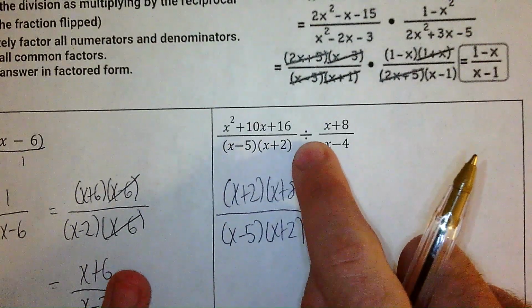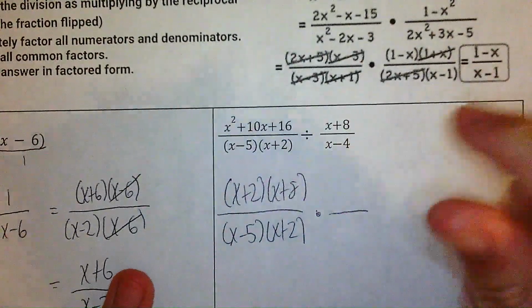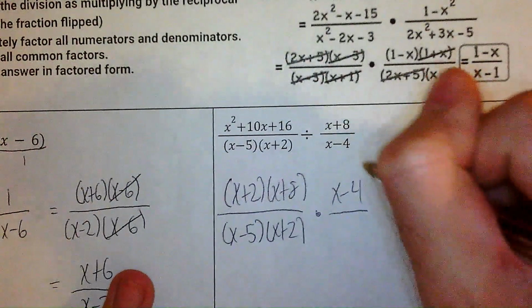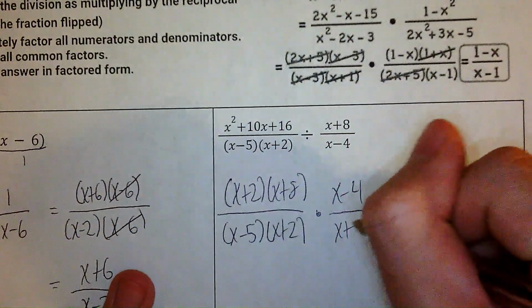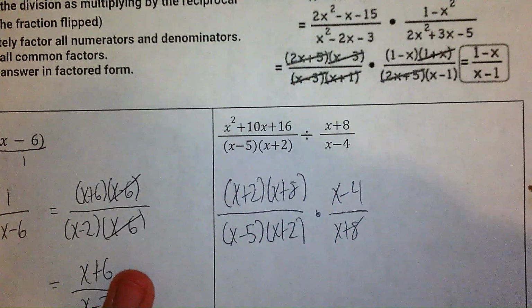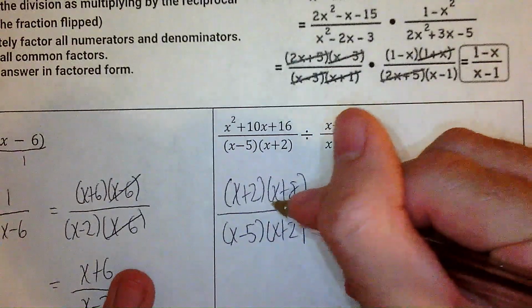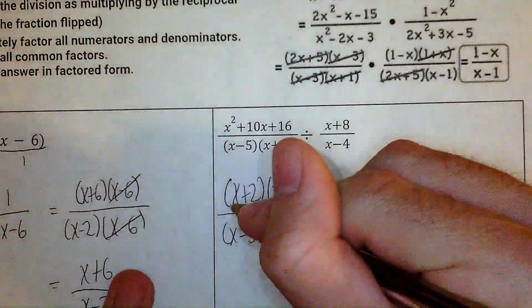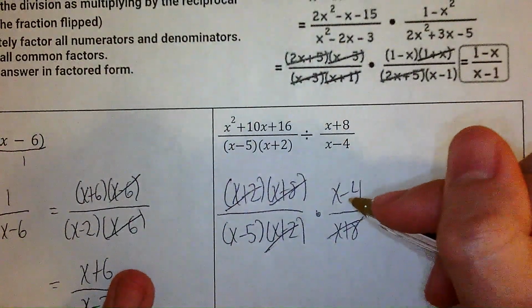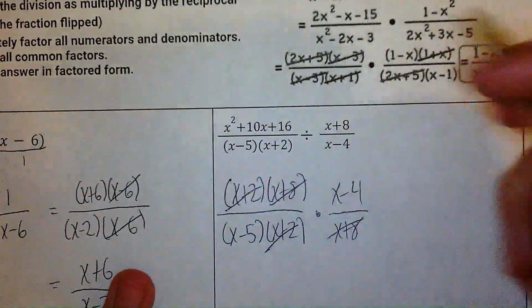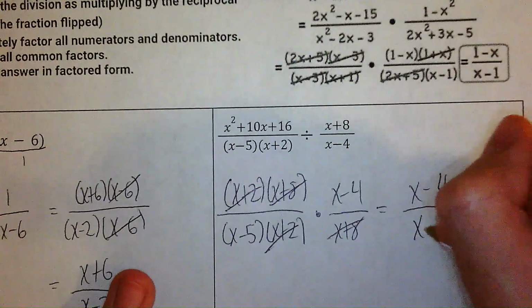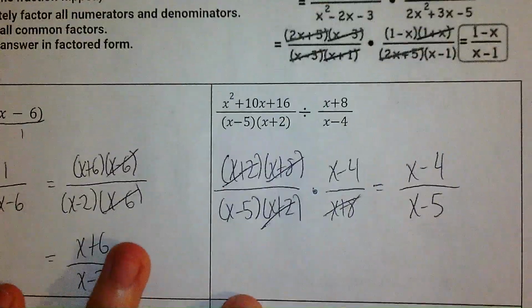Now dividing becomes multiplying, and then we flip it on its head. We take the bottom, put it on the top, and we take the top, we put it on the bottom. I see x plus 8 here, I see it there. I see x plus 2 here, and I see it there. We're left with just x minus 4 and x minus 5. That's on the top, and that's on the bottom.